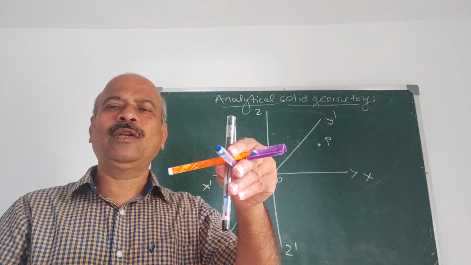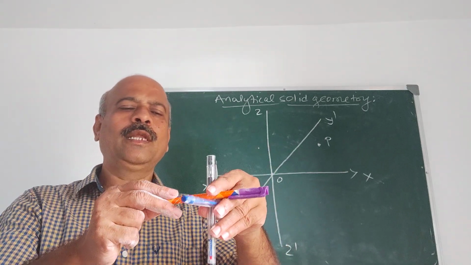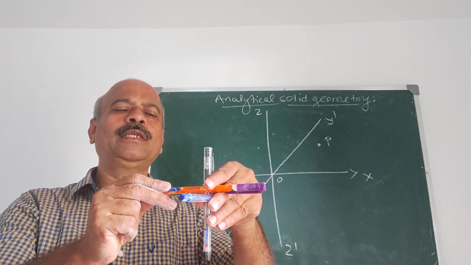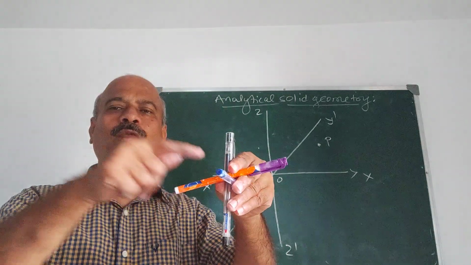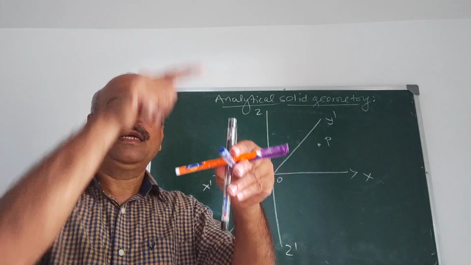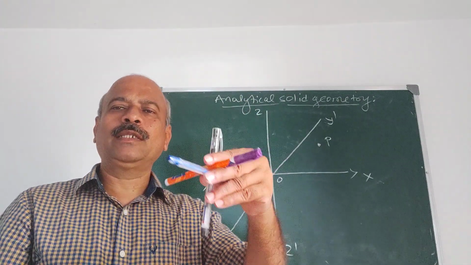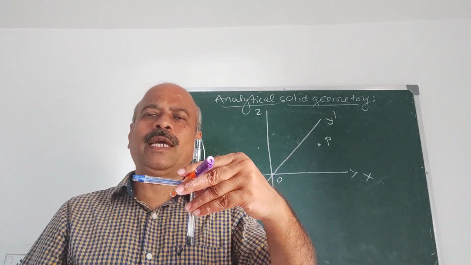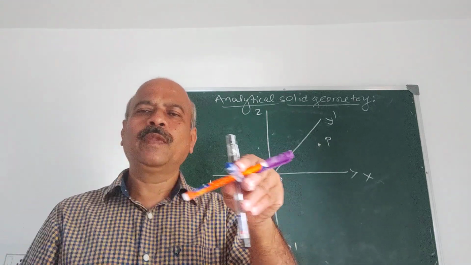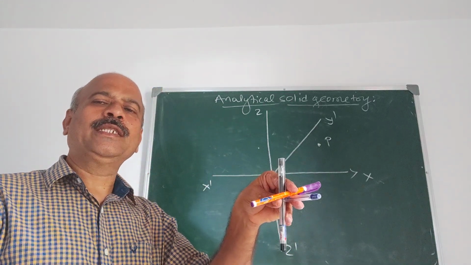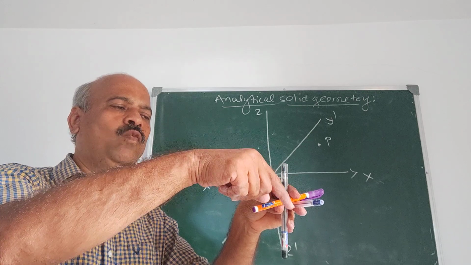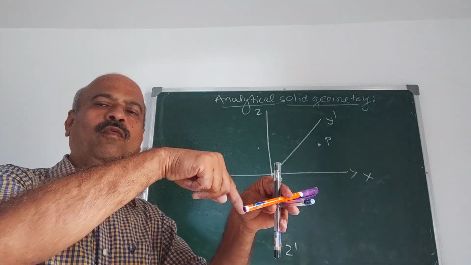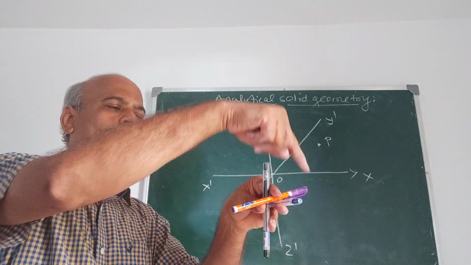3 sets of lines. I have taken 3 pens here, 3 pens for 3 perpendicular lines. One perpendicular line, second line, third one. These 3 perpendicular lines divide this space into 8 parts. What are the 8 parts? 1, 2, 3, 4.